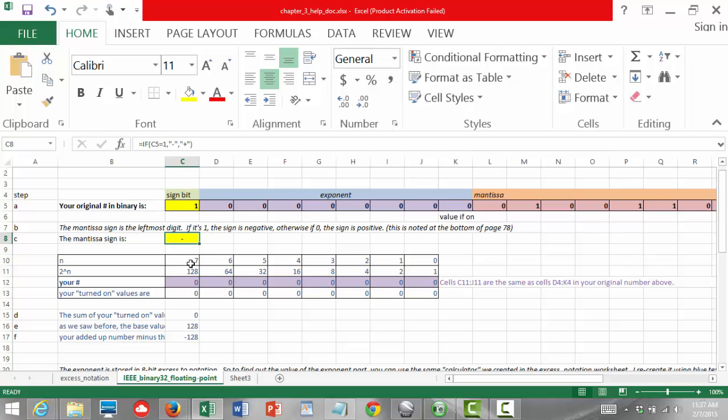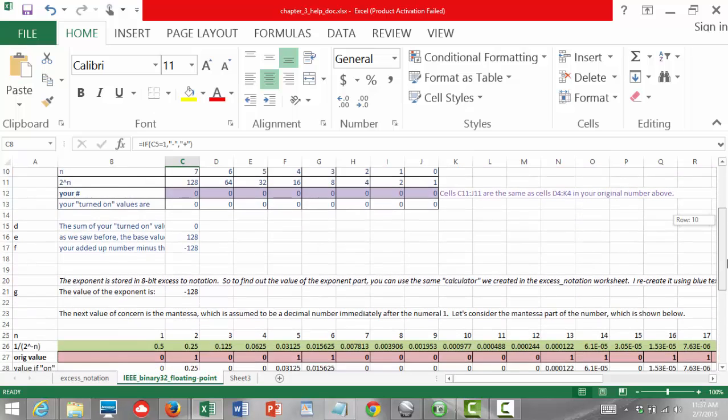This bit stands for 2 to the 7th, which is 128. It's turned off, and so there's all my turned on values. It's not worth anything, but I have to subtract that base value. So this value, all these zeros, is negative 128.